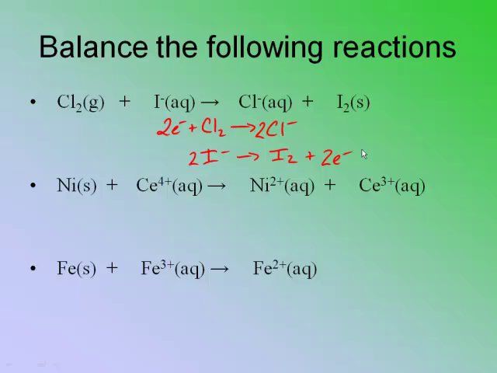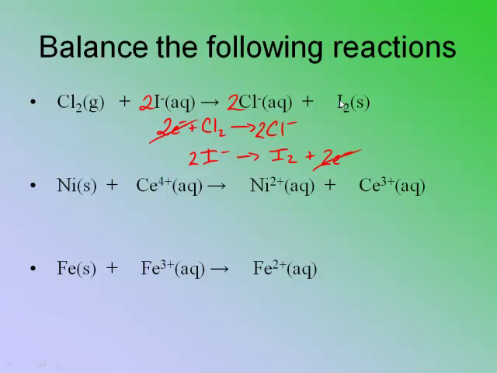So now my reaction, when I add them all up, and I'm going to put the balanced all up top, because now my electrons cancel out, I'll have Cl2 plus 2I minus yields 2Cl minus plus I2. Okay, now that top one balances both by charge and by atom. So sometimes it's easy to see that it needs to be balanced one way, sometimes it's not.